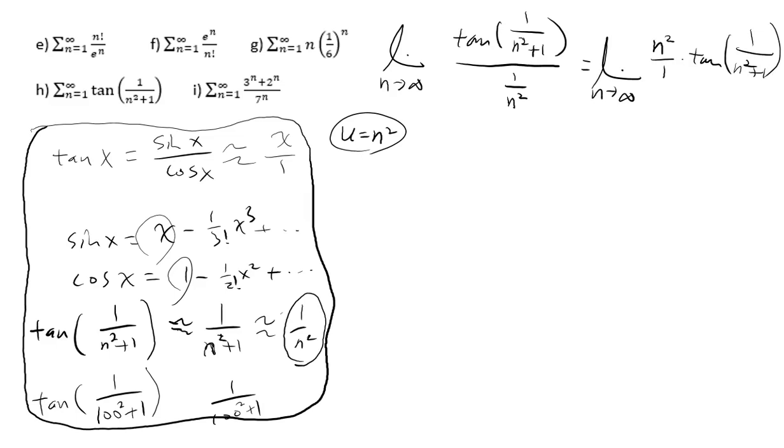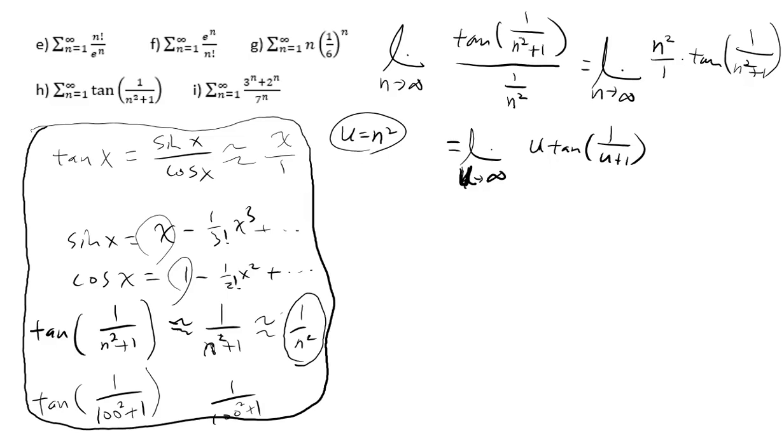But then both of these n squared, I'm going to change it as limit u going to infinity of u times tangent of 1 over u plus 1. Substitution is very, very powerful when solving limit questions. So if you see some way to simplify your question by using substitution, always do so.